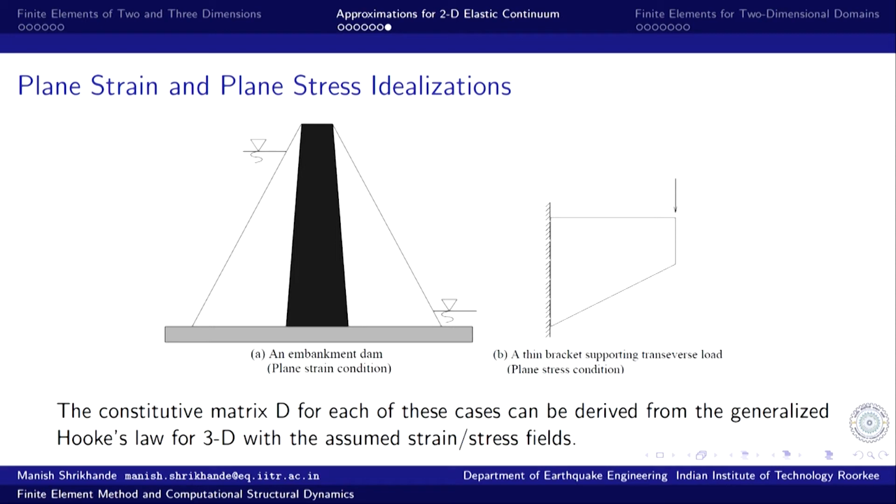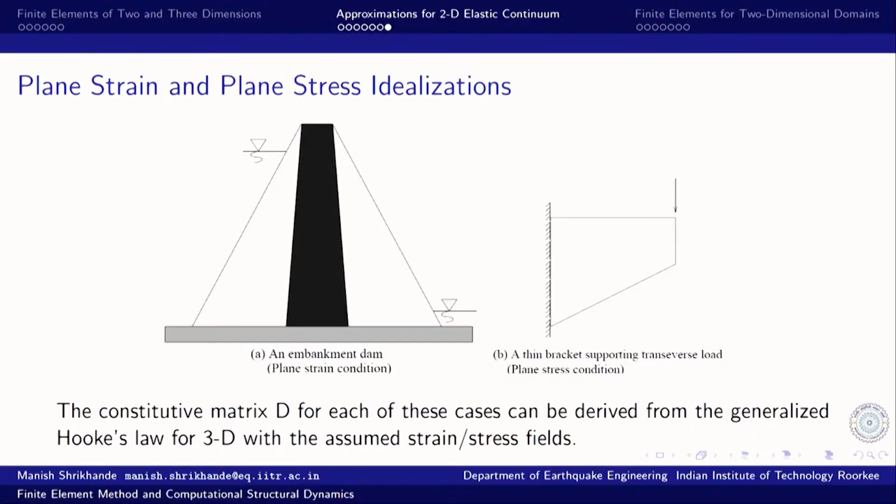The dimension normal to the plane, the z direction, is very large, so that epsilon zz becomes very small. What is epsilon zz? Change in length divided by the original length. Original length is so large that the change in length, the deformation, becomes very small compared to the original length. So, epsilon zz is small, and similarly for the distortions.